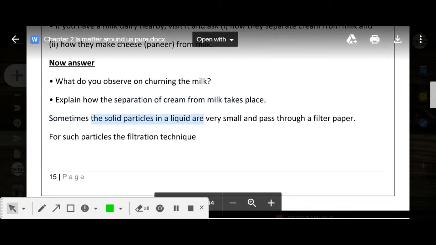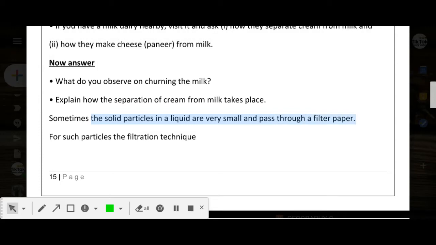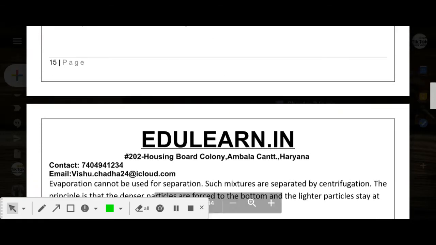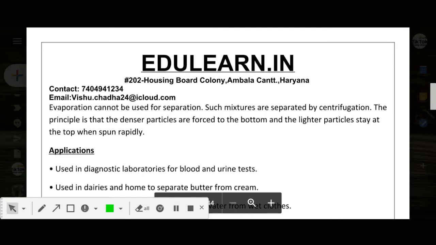Sometimes the solid particles in a liquid are very small and pass through the filter paper. For such particles, we can use the filtration technique. But evaporation, we cannot use for the separation of such mixtures. So such mixtures can be separated by centrifugation.